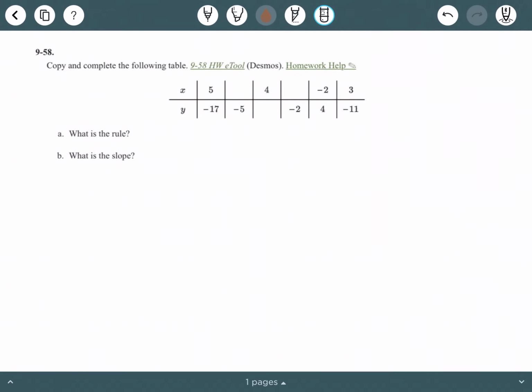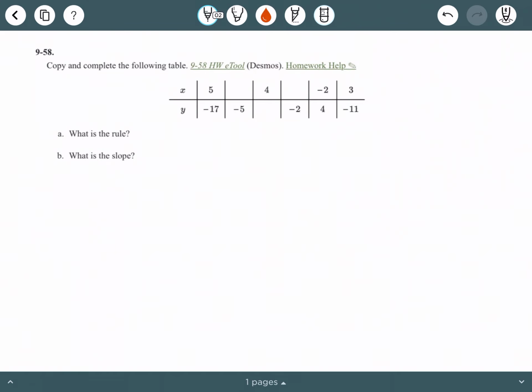Hello, let's have a look at 958. Copy and complete the following table. And then I guess we're just answering parts A and B. So we've got this table here, and our first step is to find the rule. Okay, that's not too bad.